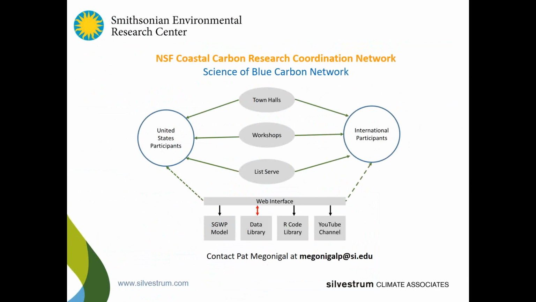But an important component of this, which will be hosted by the Smithsonian Environmental Research Center, is the creation of a national data archive for blue carbon or coastal wetland carbon information. This data archive is in development right now, and hopefully in the future will be extended and be available to international partners also down the line. So we'll stay tuned there.